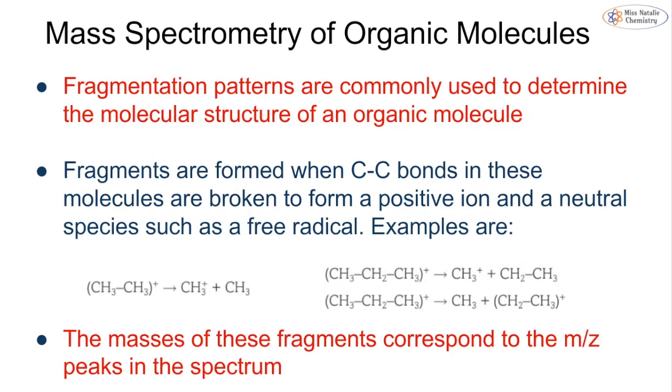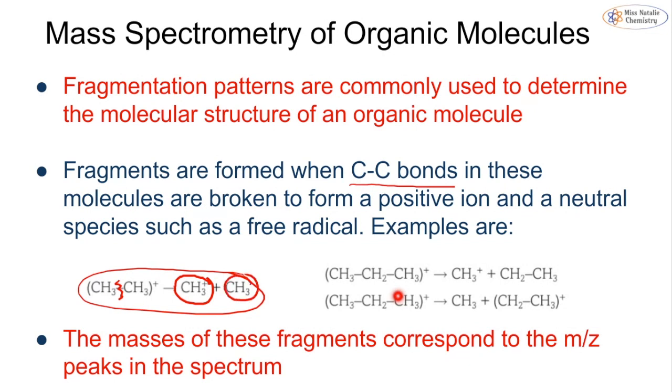So fragmentation patterns are commonly used to determine the molecular structure of an organic molecule. What actually happens with these fragments is they are formed when carbon-to-carbon bonds in the molecule are broken, and we form a positive ion and a neutral species, which is usually a free radical. So if we look at the example here, we've got CH3CH3. We're going to break this bond here, and we're going to be left with a CH3 plus ion and a CH3 free radical.